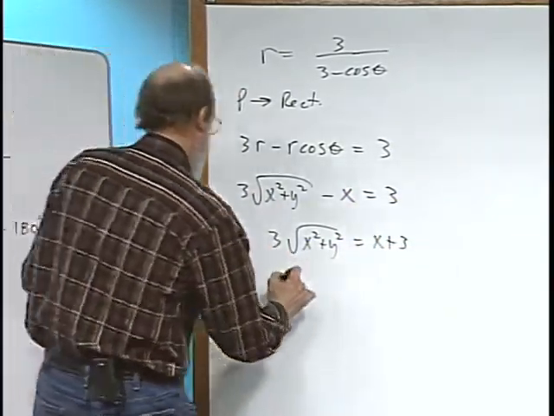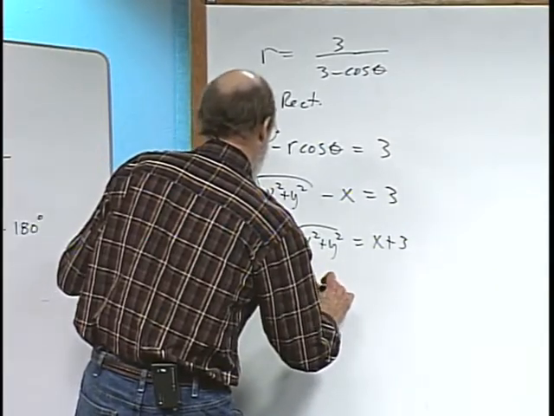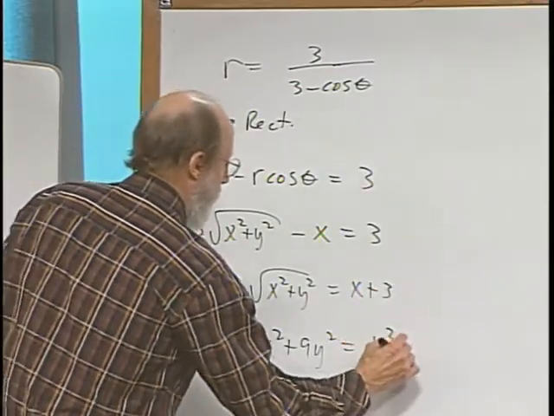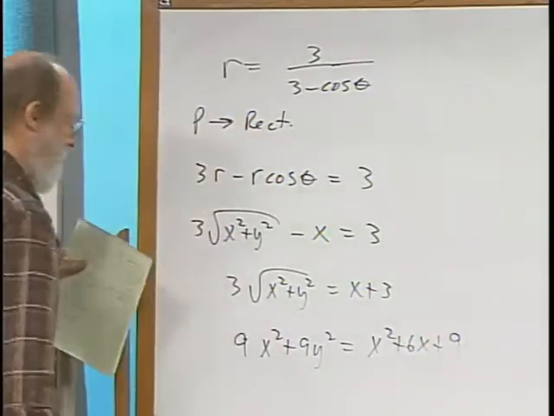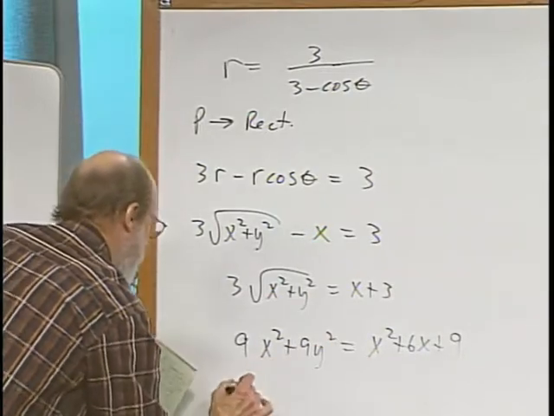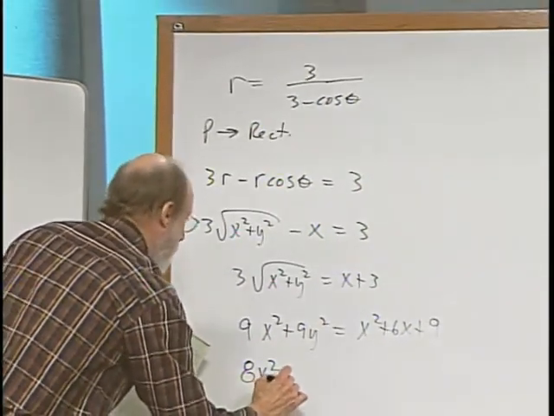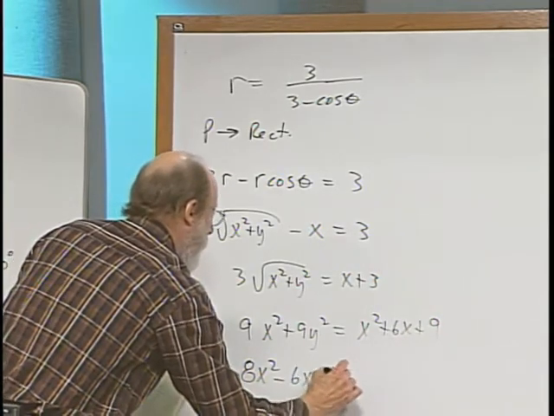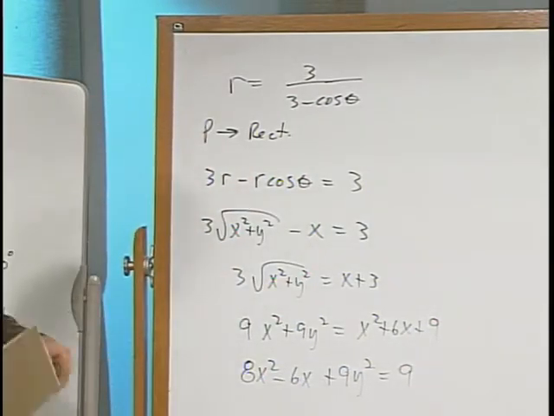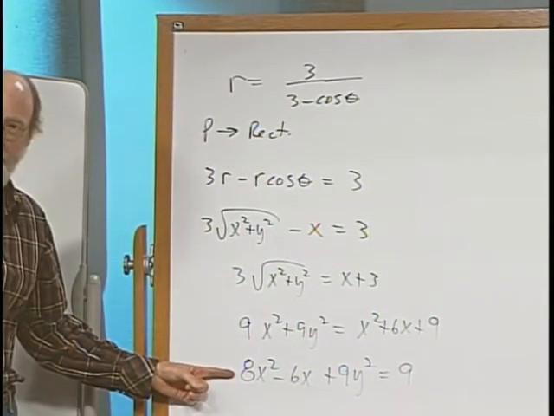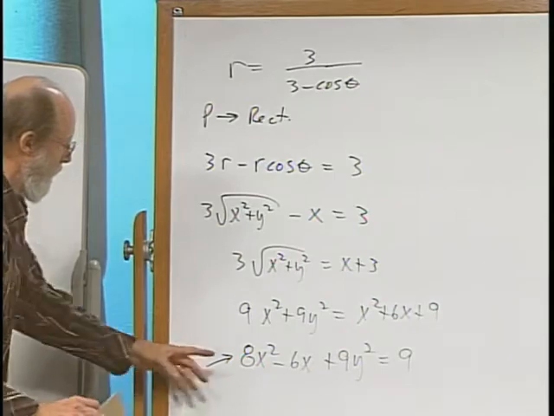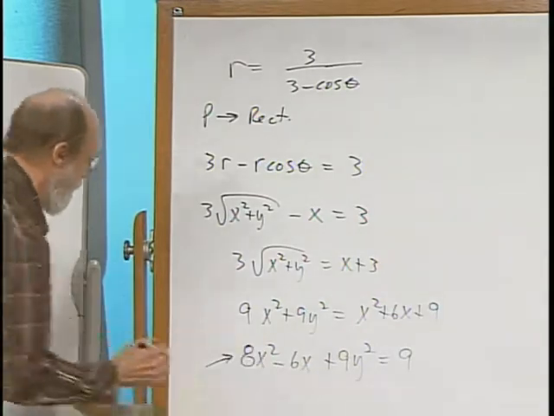Now if we square both sides of this, we're going to end up with 9 times x squared plus 9y squared equals the binomial square on the right, x squared plus 6x plus 9. Review those basics if you need to. And then combine like terms, and so we see 8x squared minus 6x plus 9y squared equals 9. Now this is something that comes up in the next chapter. And it turns out, if you're familiar with that material, in the next chapter on analytic geometry, this is an ellipse.